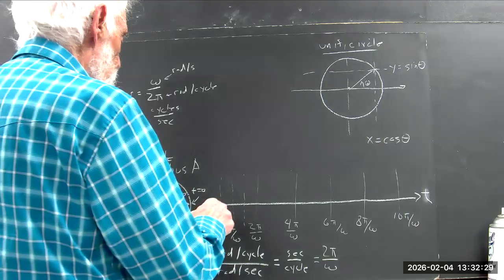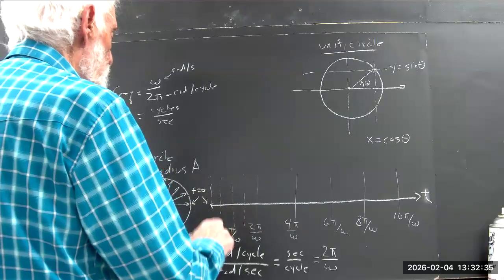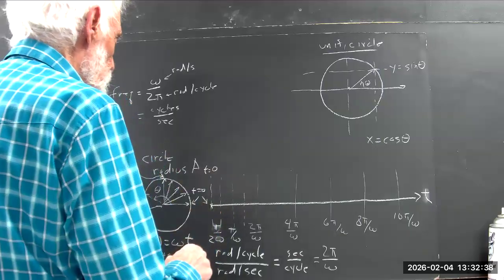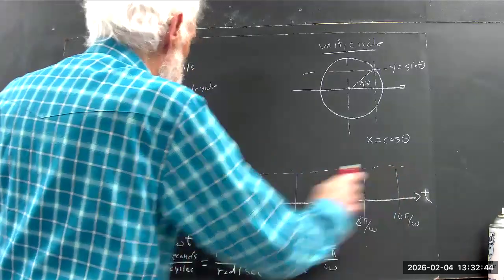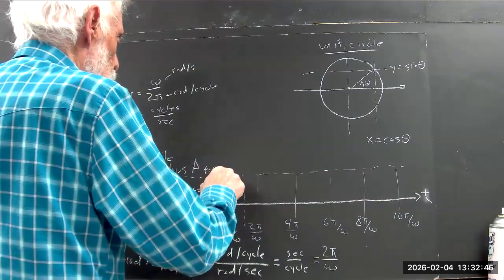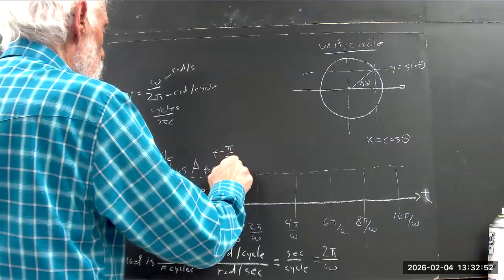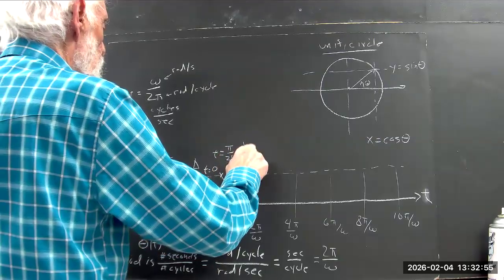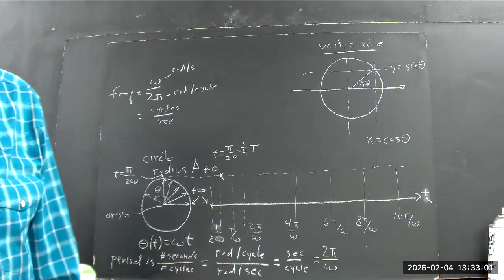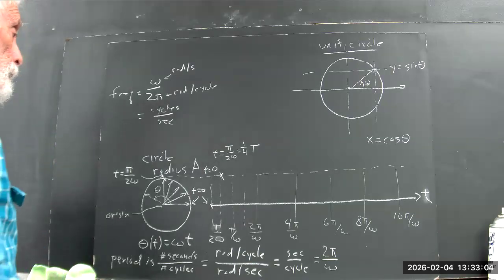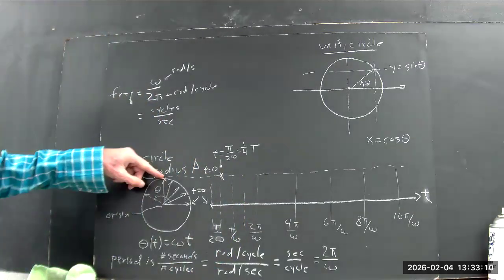That means we start here at t equals 0. And we end up here after that quarter period at pi over 2 omega, which is 1/4 of the period. Okay. Then we go around here.